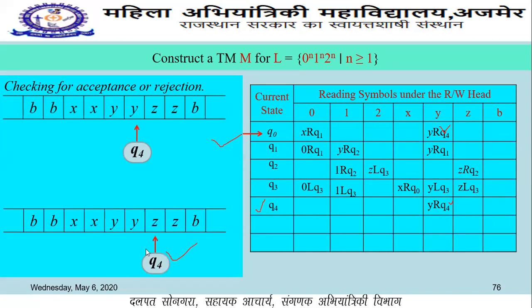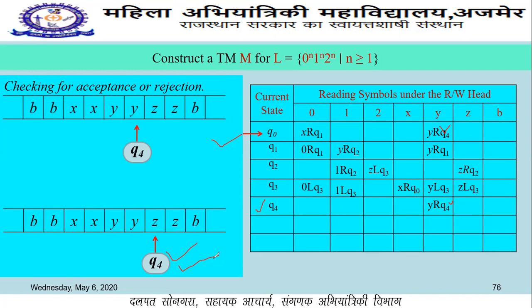At this situation, when we read y at state q4, it simply indicates that in the right hand side direction there is no remaining 1. Now when we read z at q4, we are checking for remaining 2s, if there are any.